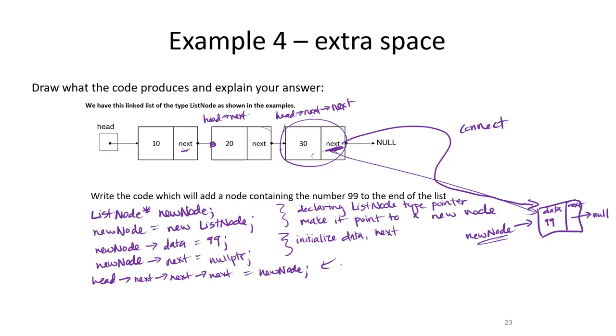So this code will make head's third node's next pointer point at our new node, or basically point where new node points, and this attaches new node to our existing 3-node list.